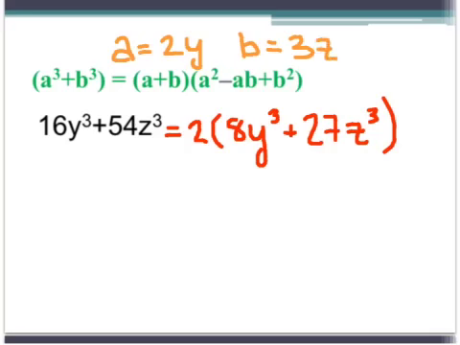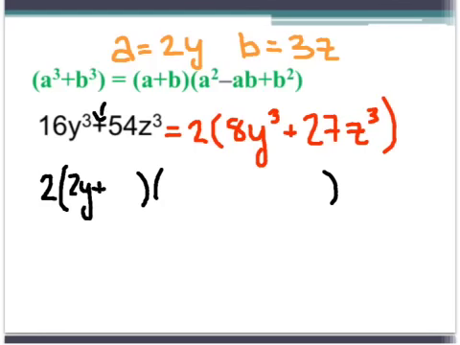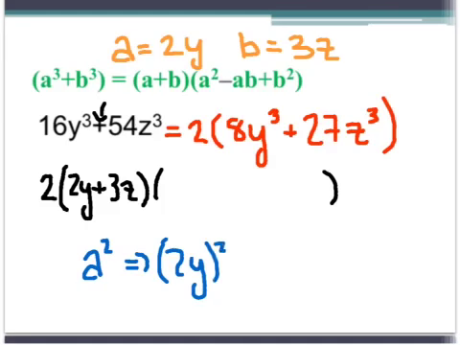Do not forget about your 2 that's hanging out front. Okay, he's part of my answer. So small parenthesis, big parenthesis. Right? So my cube roots go there and there. 2y, this guy's a plus, so this guy's a plus, 3z. All right. Now, this is the tricky part. I need a squared. This is where everyone's going to mess up, right? So I need a squared. Well, a was 2y. So what is 2y squared?